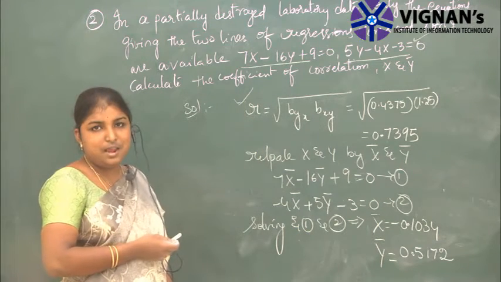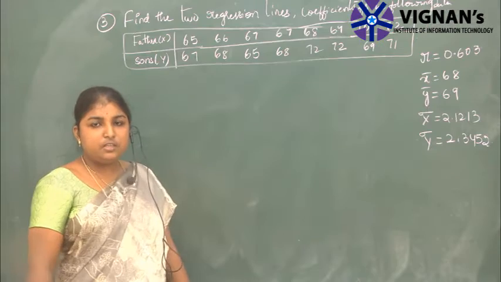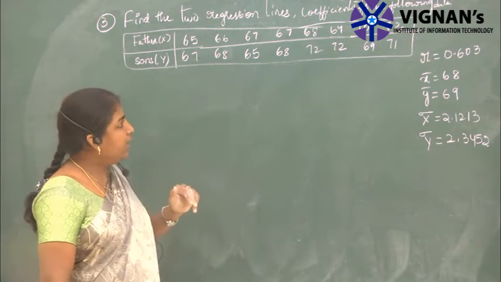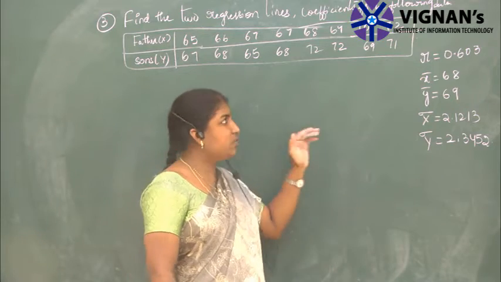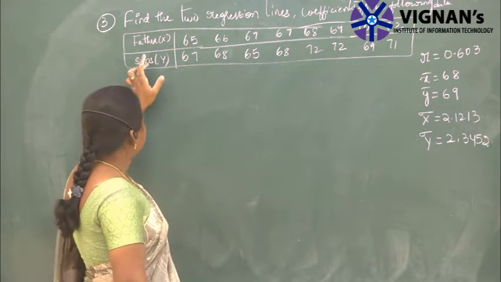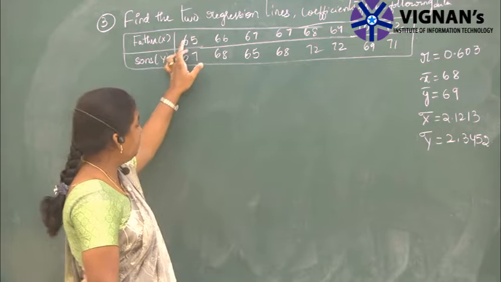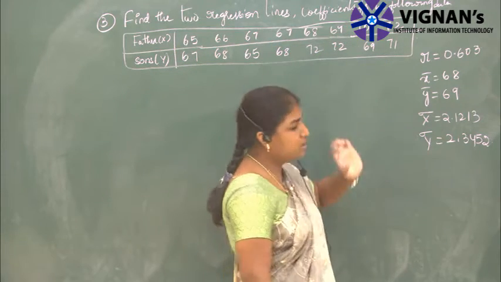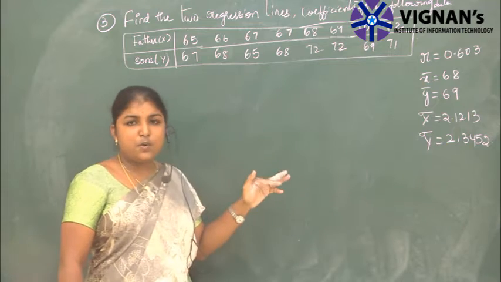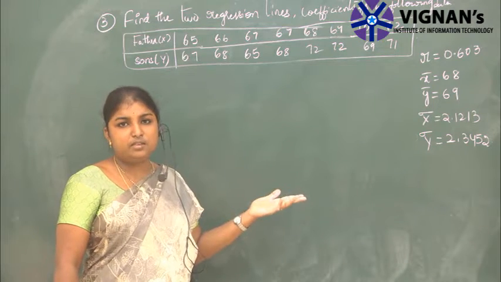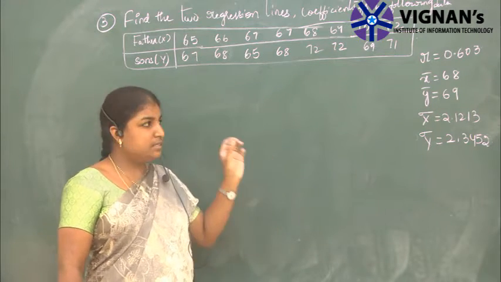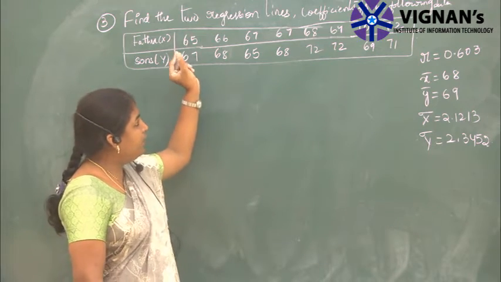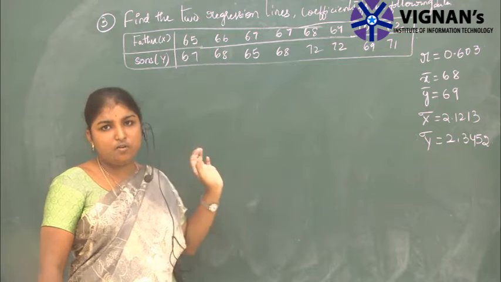In our question they are asking these three values. Next problem is in regression analysis. Find the two regression lines and the regression coefficients for the given data. Fathers and sons they are given 65, 66, 67, 67, 68, 69, 70, 72. So this problem already we did in the previous class for correlation. Same problem we are doing, but here they are asking regression lines and regression coefficients.